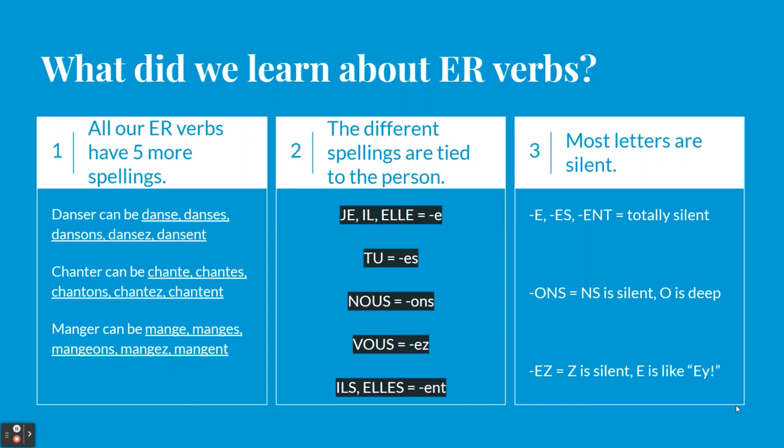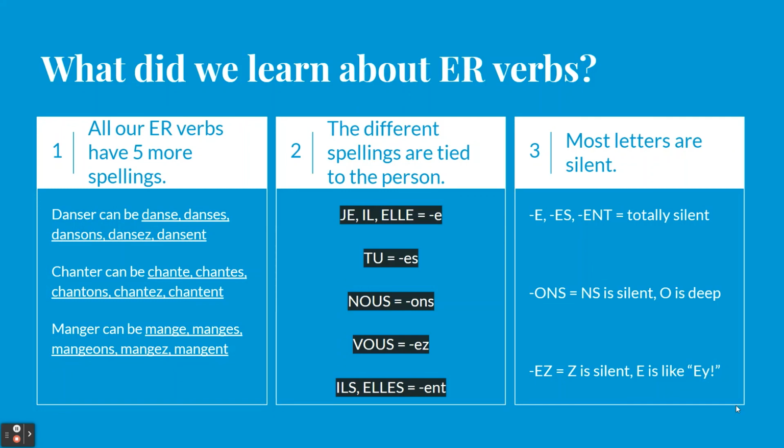Number 2, the different spellings are tied to the person doing the action. So if it is an I, a he, or a she doing the action, I dance, he sings, she talks, the action word will have an E on the end. If it's tu, it'll have ES. If it's nous, it will have ONS. If it's vous, it will be EZ. And if it's a they situation, il, elle, there'll be an ENT.